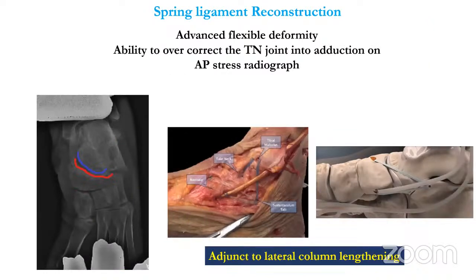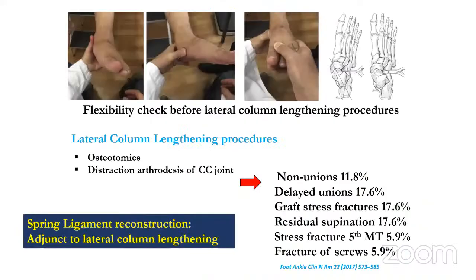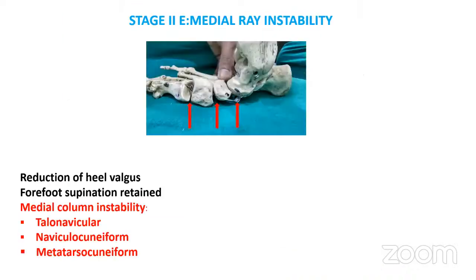So when this is done, in addition to all the procedures which we had planned earlier, we can also lengthen the lateral column and relieve the impingement itself. Before this, we have to always check for the flexibility, and only in cases of flexible flat feet is this procedure going to be performed.